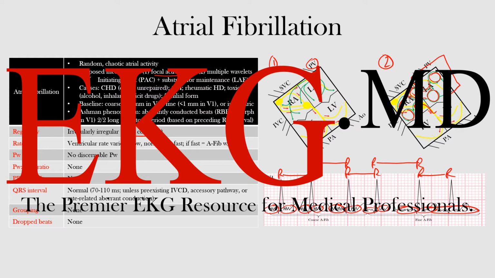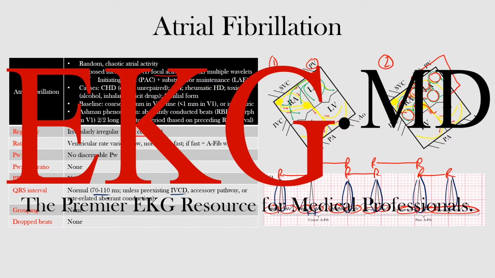So again, what we're seeing here are these narrow QRS complexes throughout. Remember, between 70 and 110 milliseconds, and we see that throughout. So our QRS complexes are pretty much the same unless there was one of those pre-existing intraventricular conduction delay, accessory pathway, or rate-related aberrant conduction.